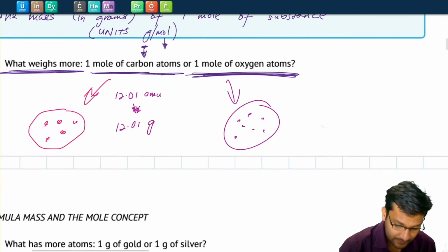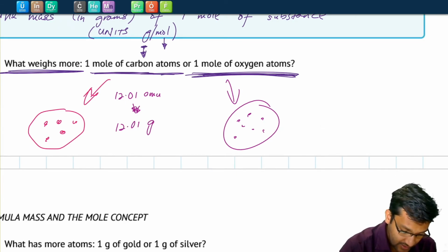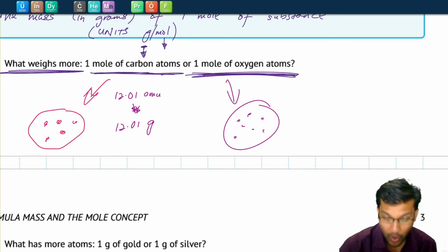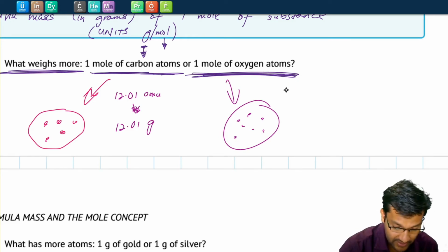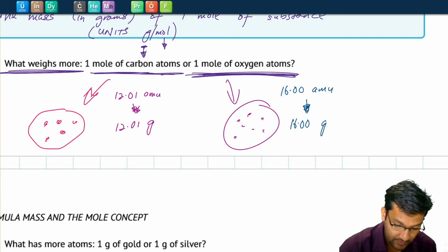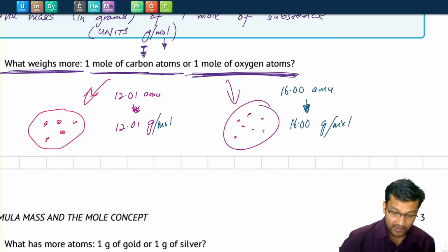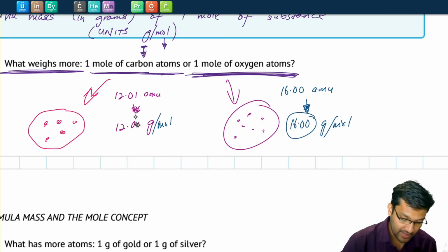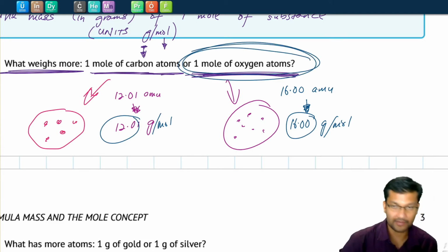Does that make sense? All right, let's look at oxygen. One oxygen atom has an atomic mass of 16.00 atomic mass units, which means that 1 mole of oxygen will have a mass of 16.00 grams, because the molar mass would be 16.00 grams per mole. So 1 mole of oxygen atoms weighs 16 grams, whereas 1 mole of carbon atoms only weighs 12 grams. So in this case, 1 mole of oxygen atoms actually weighs more.